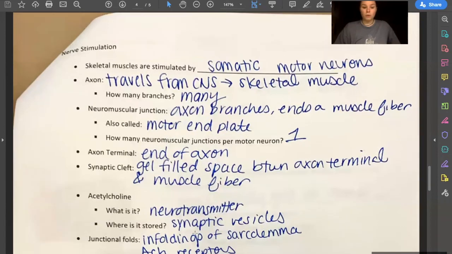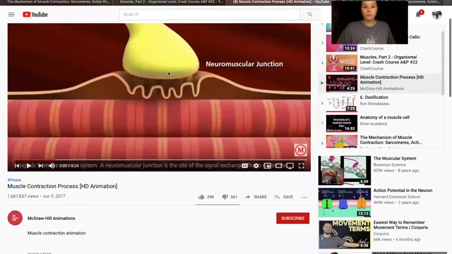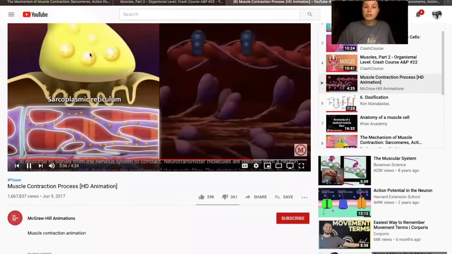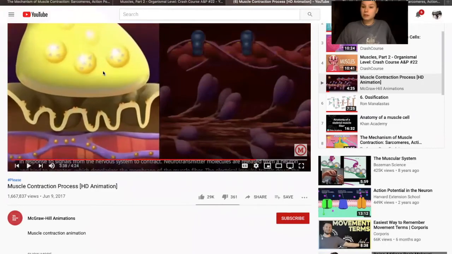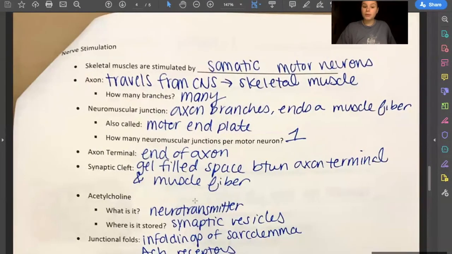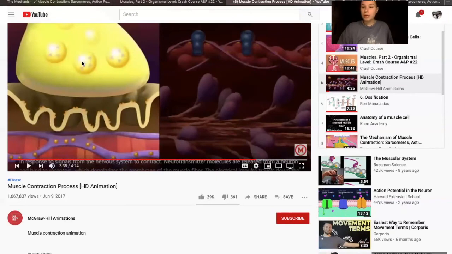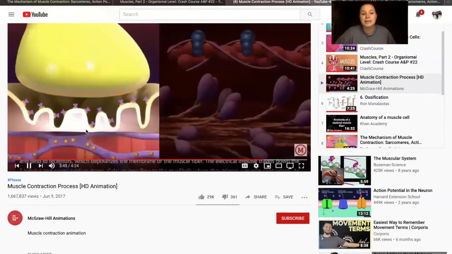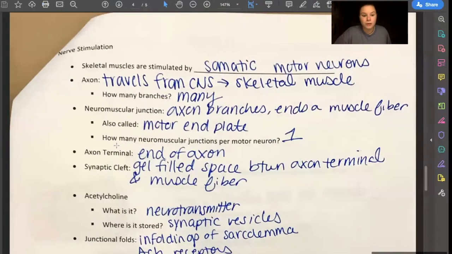And the junctional folds are infoldings of the sarcolemma where they have acetylcholine receptors. So, neuromuscular junction, neuron. Okay, cool. These are synaptic vesicles, and the little purple triangles are acetylcholine, and these little orange triangles are the acetylcholine receptors. So when it's stimulated, synaptic vesicles come out, acetylcholine binds to these little acetylcholine receptors, and then they incite the action potential in the sarcolemma.